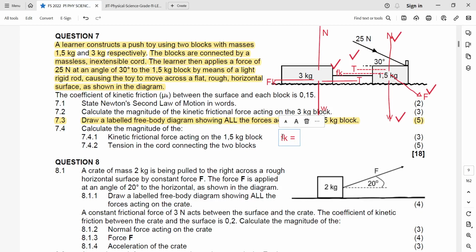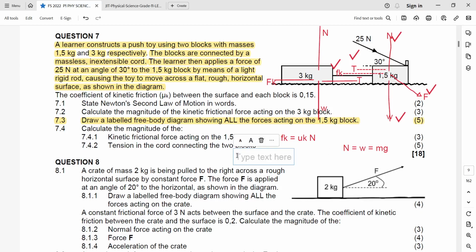will be equal to, let's represent that by μ, the coefficient of kinetic friction, multiplied by the normal force. Okay? So that's the formula. If that's the formula, we know that the normal force is equal to the weight. And you write it somewhere, N is equal to weight. And what is the formula for weight? Weight is mass multiplied by the gravitational acceleration, 9.8.